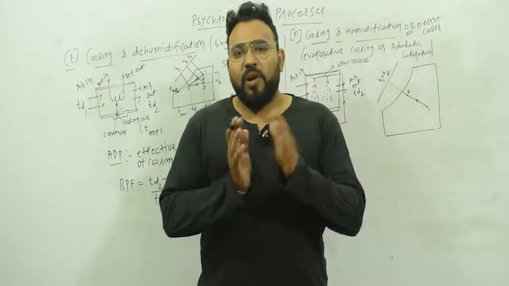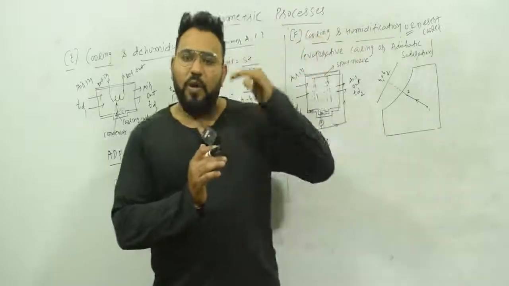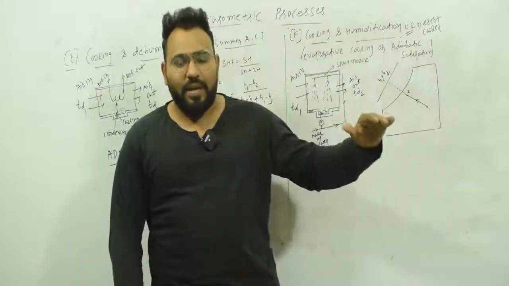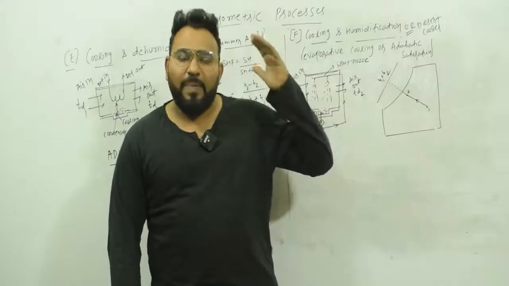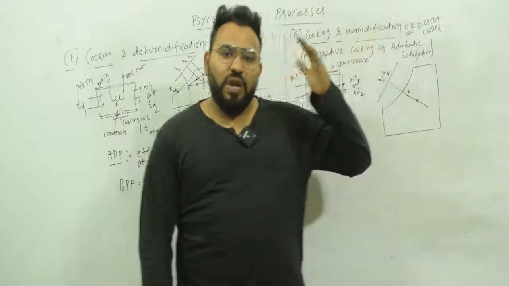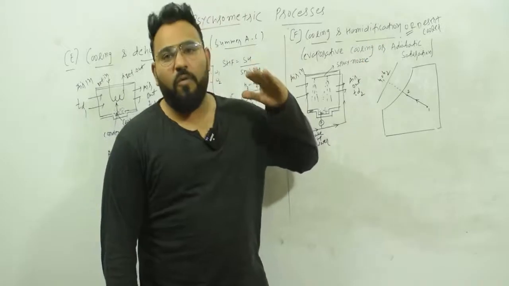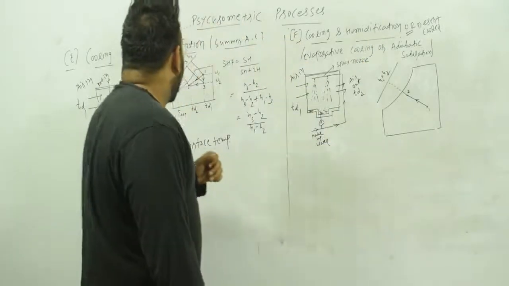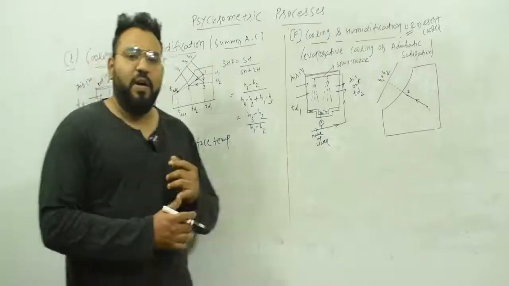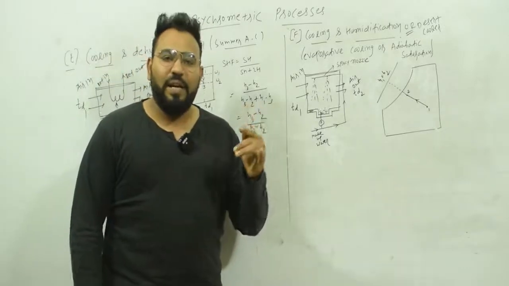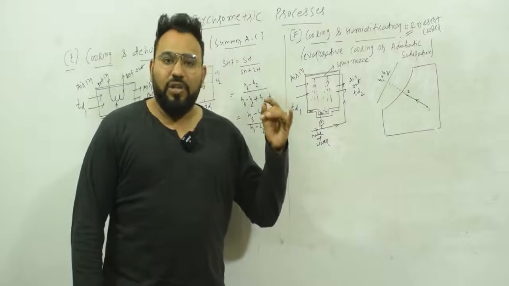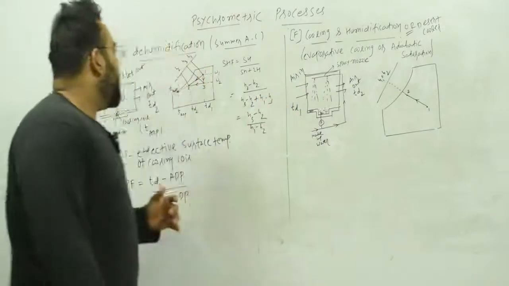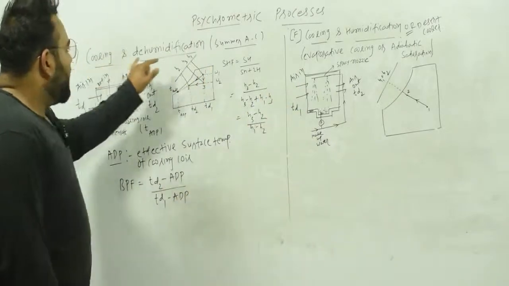Now, in the second part of psychrometric process, our topic is not completed. In the last video we took part 1 of psychrometric process. So this part 2 will continue from where we left off. Now we have moved to the fifth process. In part 1 we covered sensible cooling, sensible heating, humidification, dehumidification, and now the fifth process is cooling and dehumidification.